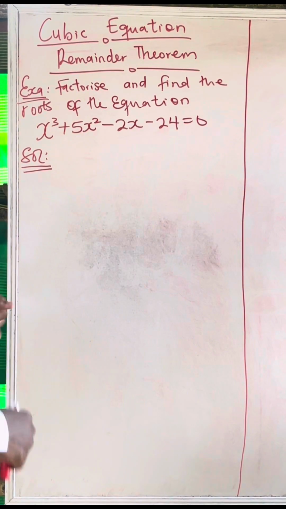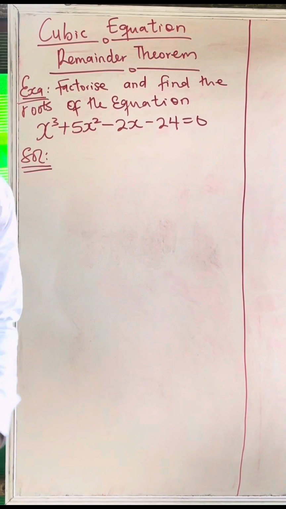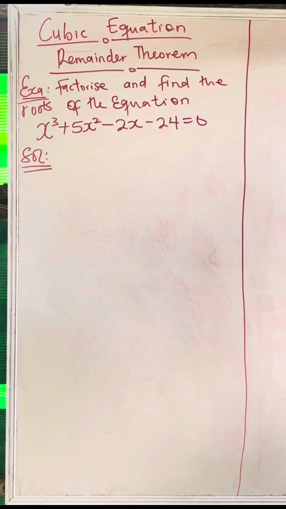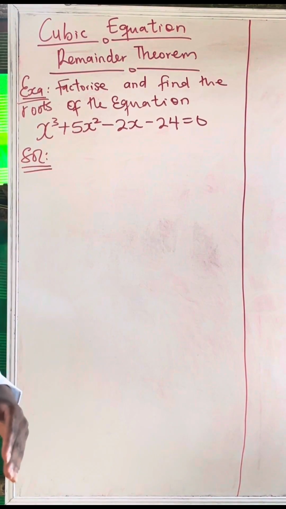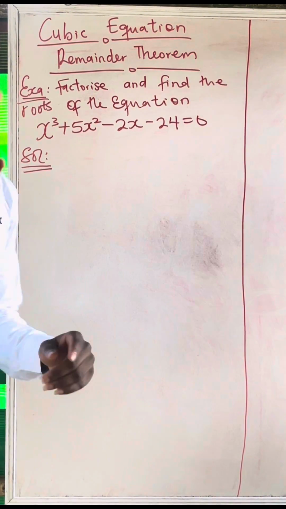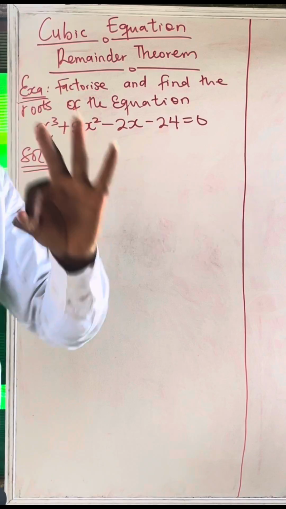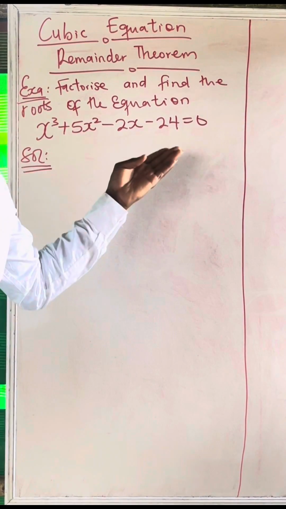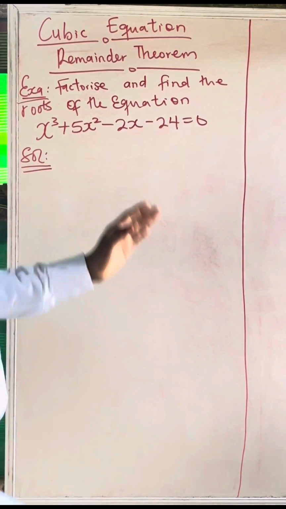So how are you going to do it? Don't forget that I told you that whenever you have an equation, the number of values you are going to get for x depends on the highest power. If the highest power is 3, this simply means you are going to get 3 values for x. So how are you going to start with this?